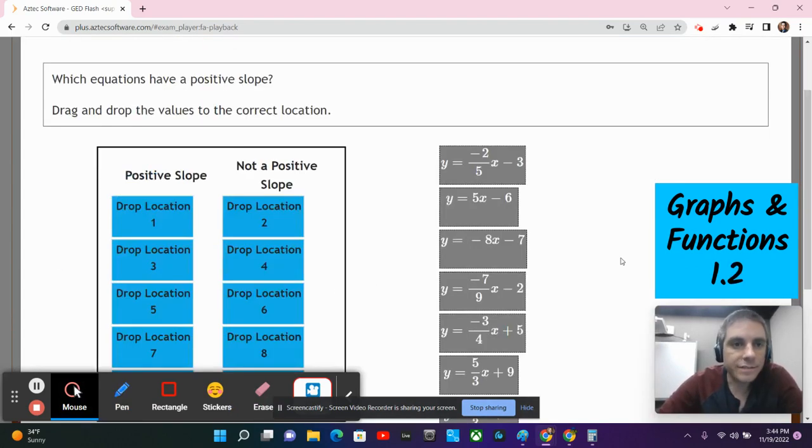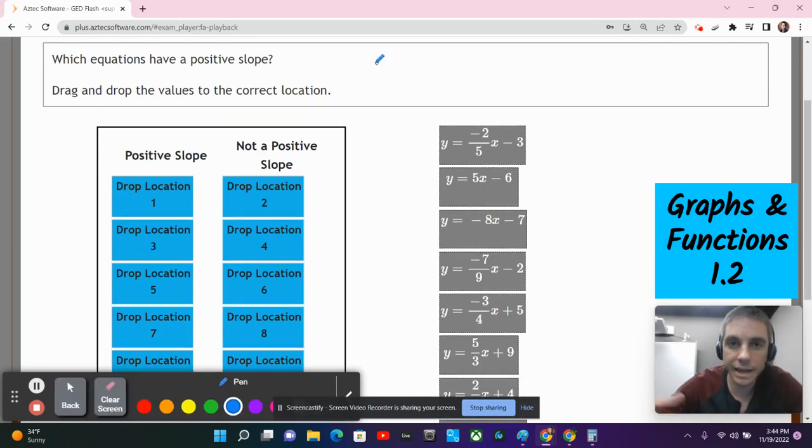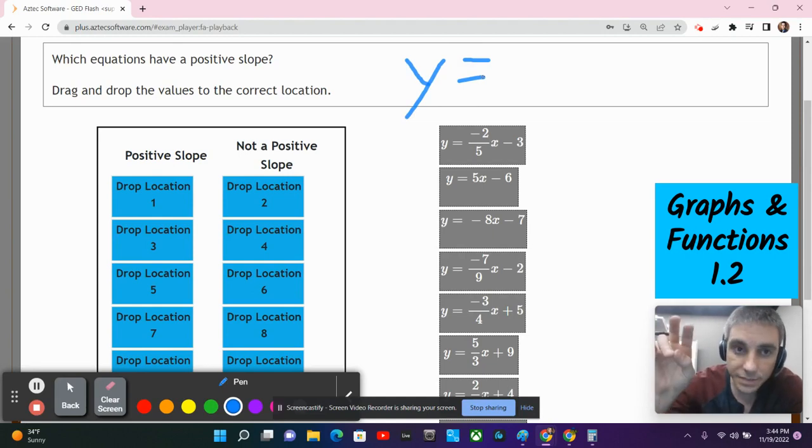Which equations have a positive slope? Drag and drop the values in the correct location. Sometimes I refer to slope as rate or rate of change. So when you are presented with an equation that begins as y equals, the rate number or the slope number, as they're referring to it here, is the number that is multiplied by the x.